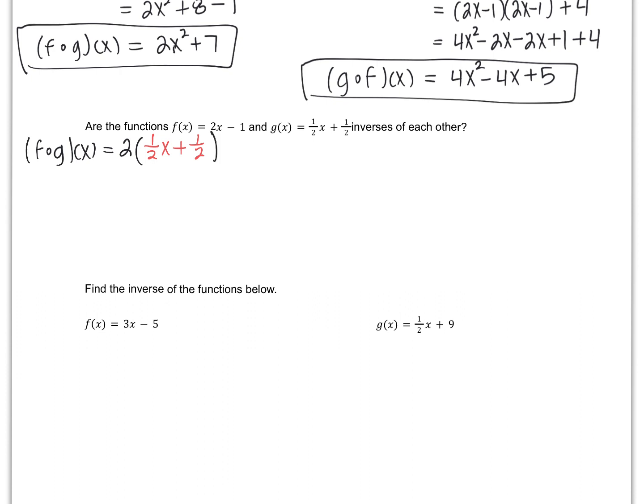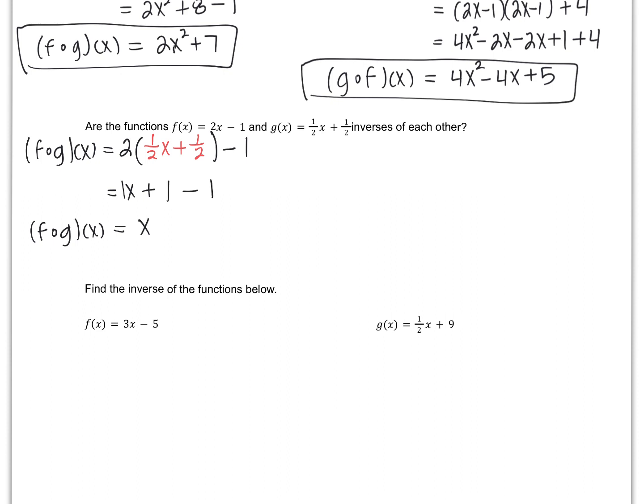Next, I'm going to distribute the 2 in the parentheses. So 2 times 1/2 x is just going to give us 1x. And 2 times 1/2 is going to give us 1. So we end up with 1x plus 1. Oh, I forgot the minus 1. And then I should still have the minus 1. And now I'm going to combine like terms. So I get f of g of x equals just x, because the plus 1 and the minus 1 will cancel out. So far, so good.